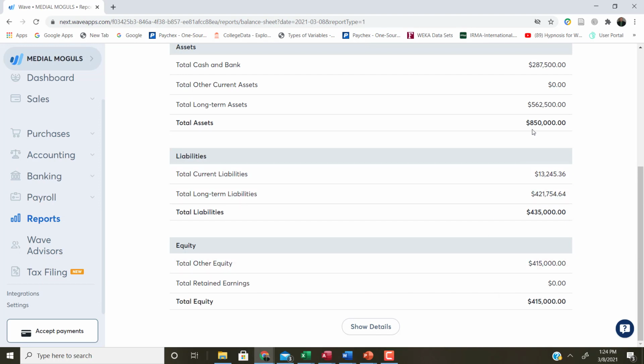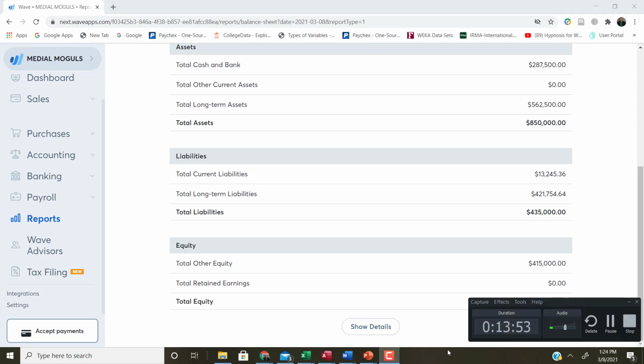So that's how you get to your opening trial balance and your opening balance sheet. And if you don't have those numbers to start with, you're going to be wrong from the very beginning. So make sure you have that. So at this point, I'm going to close this one out and post it.